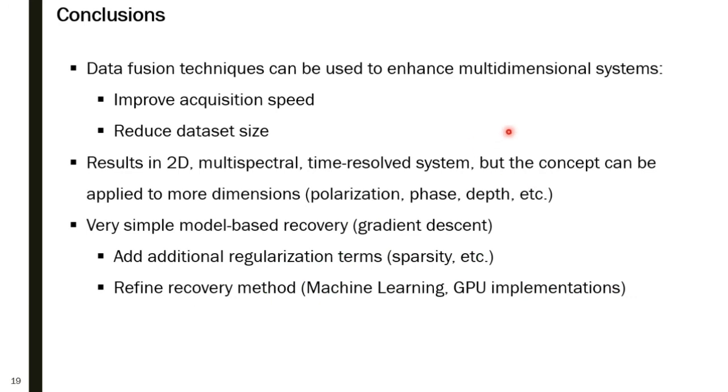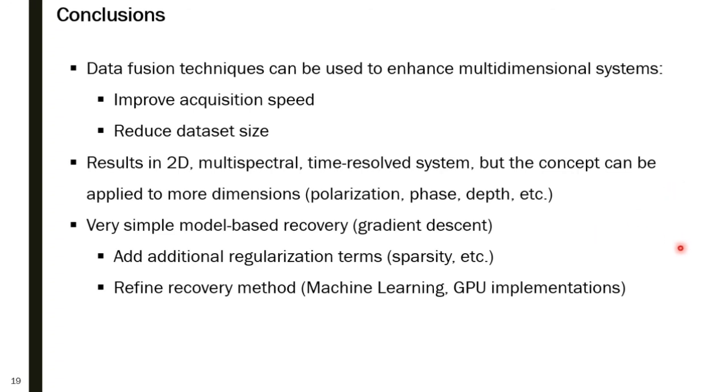And okay, just to conclude, I just wanted to say that I presented some data fusion techniques. We have used these data fusion techniques to improve the performance of, in our case, a 4D imaging system. We have improved the acquisition speed and reduced the dataset size that we take. The results shown here are two-dimensional in space, multispectral and time-resolved, but this is a general concept that can be applied to many different systems. So if you want to measure polarization, phase, depth, or any other parameter, you can apply these ideas.